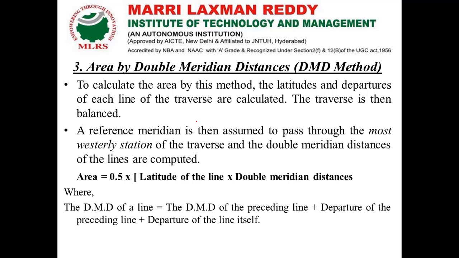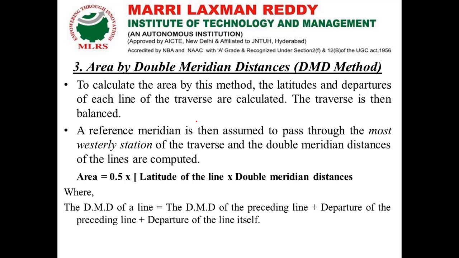Next, area by double meridian distance method. To calculate the area by this method, the latitude and departures of each line of the traverse are calculated. The traverse is then balanced. A reference meridian is then assumed to pass through the most westerly station of the traverse and the double meridian distances of the lines are computed. Here, with the westerly station, we are going to use only departures.